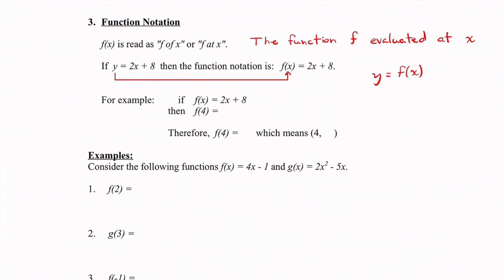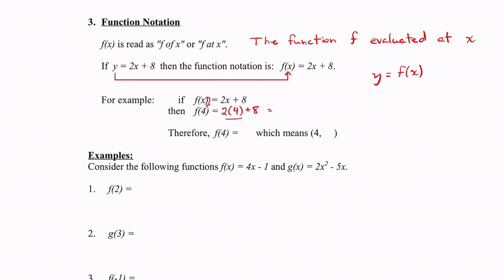So in this next example, it says if f of x was equal to 2x plus 8, then f evaluated at 4 is going to equal, and we're going to figure out what that is. So the x here changed into a 4. So what we're going to do is we're going to take that x and it's going to change into a 4, and then we're going to evaluate that and see what we get.